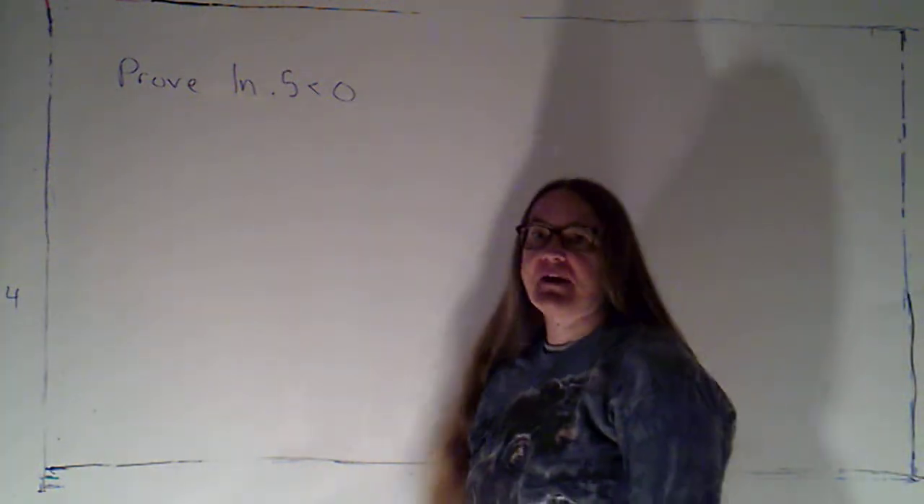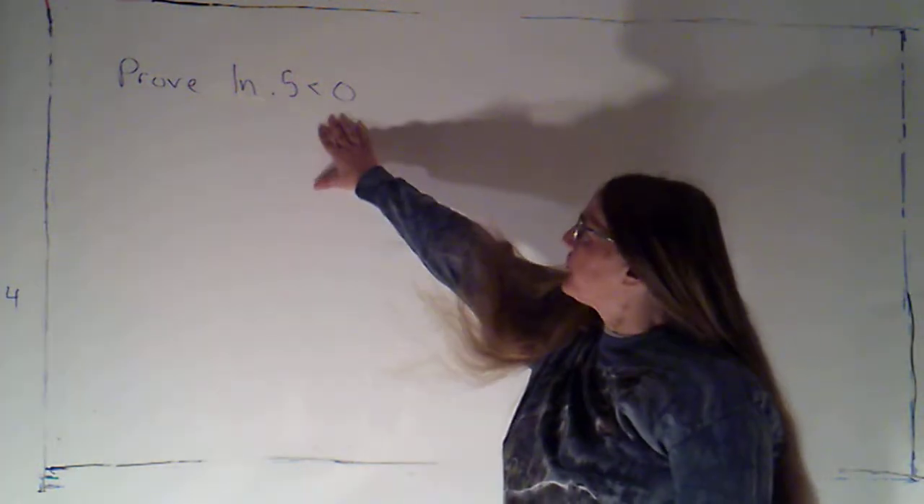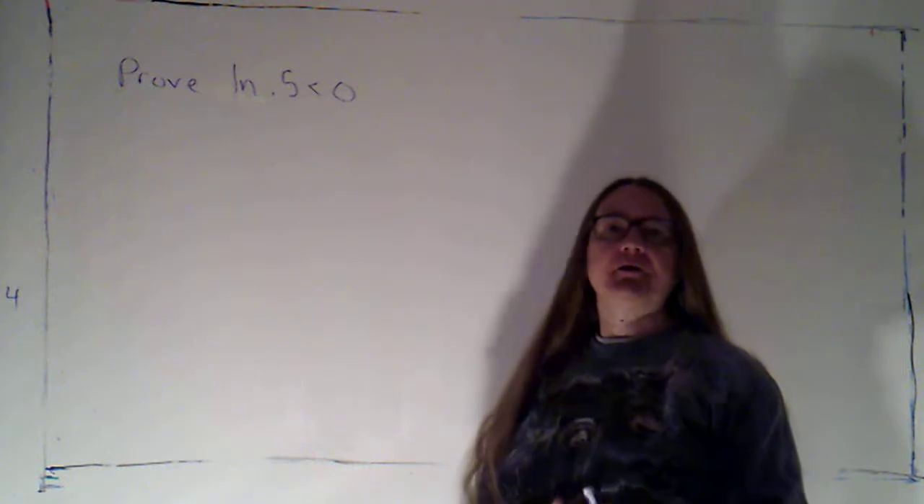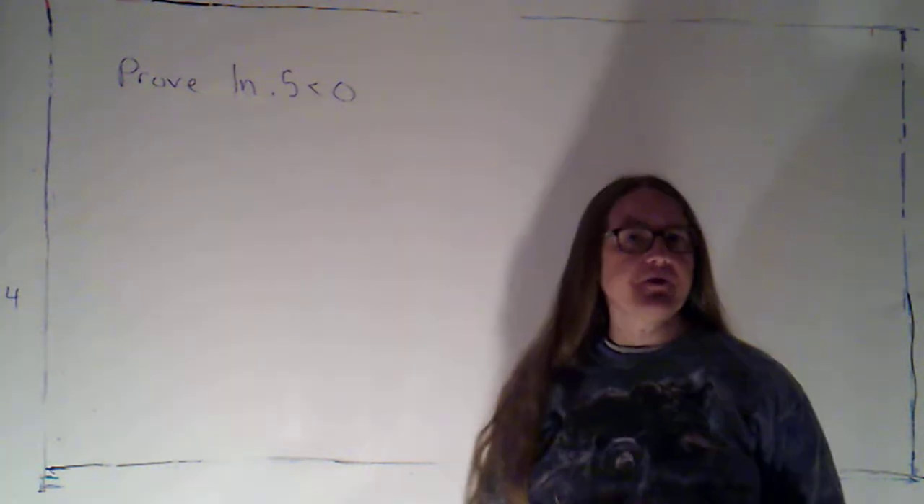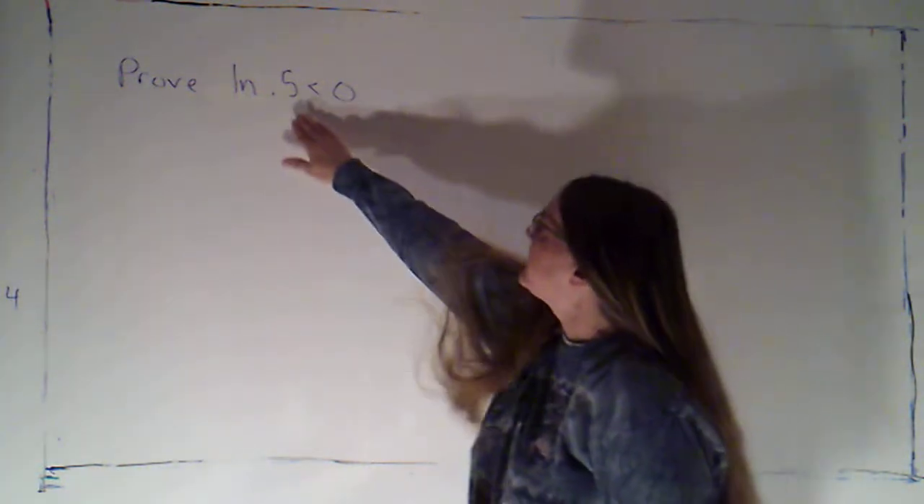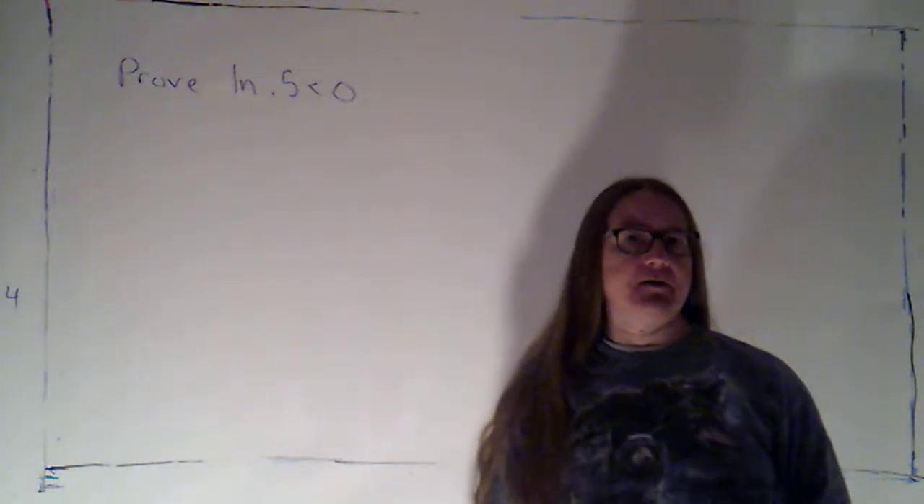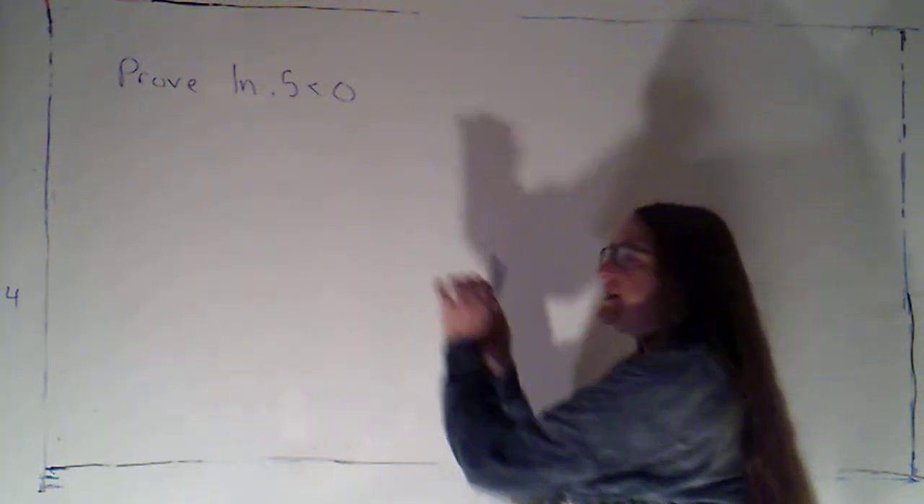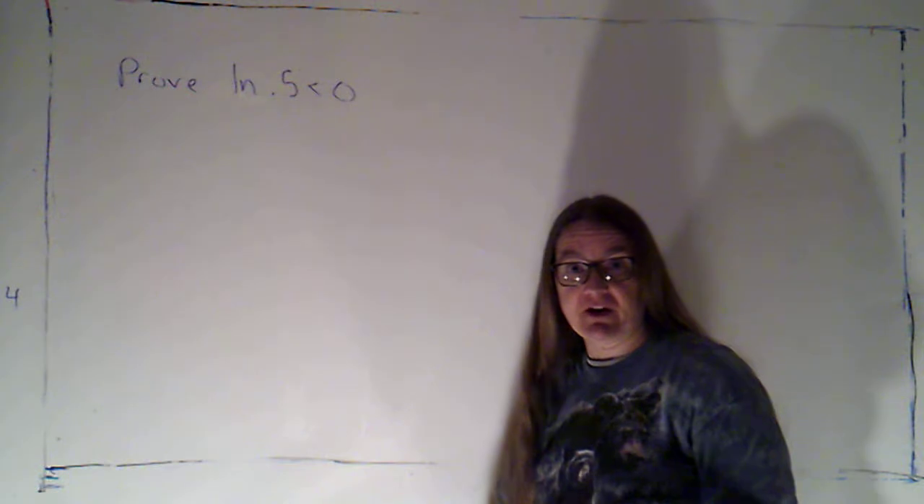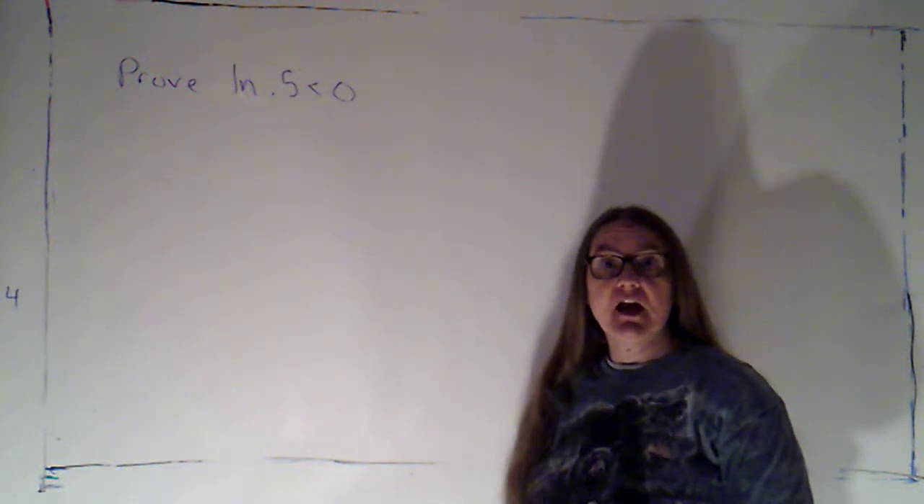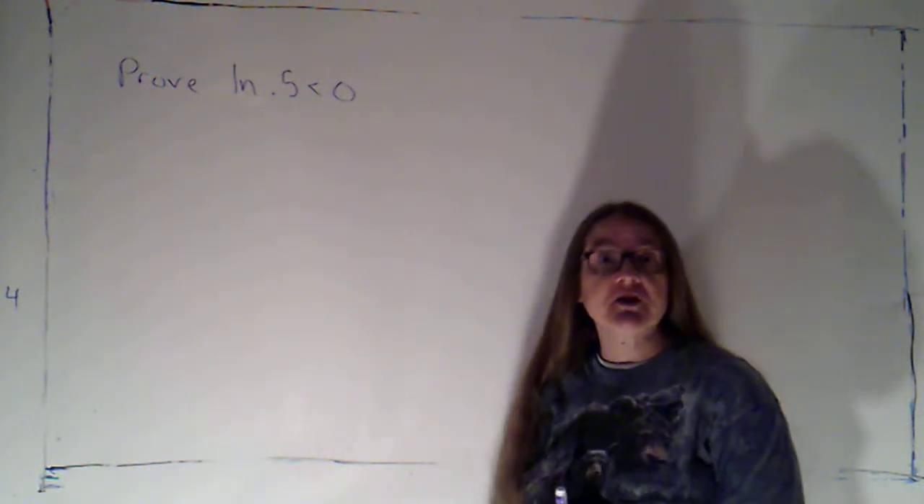Okay, hello honor students. Before I start this video, just a quick note about it. I'm going to be proving here, by using the mean value theorem and a new method of proof called proofs by contradiction, that the natural log of 0.5 is less than 0. That's exactly the problem that I write out a proof for on your worksheet. So you don't need to watch this video.